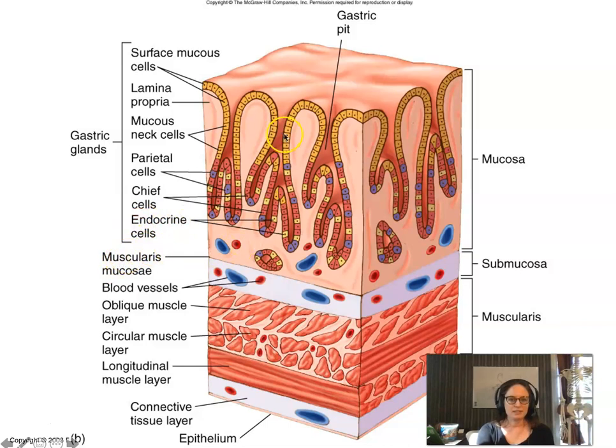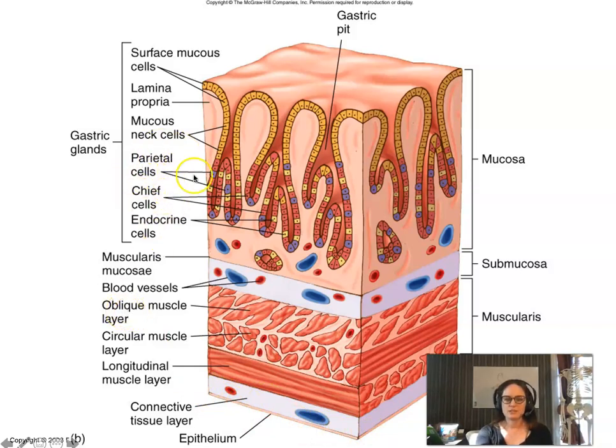Again, as I mentioned, you have the same general layers. This is the mucosa. This is the submucosa. This is the muscularis. Now we have 3 layers of muscularis. And the serosa here.